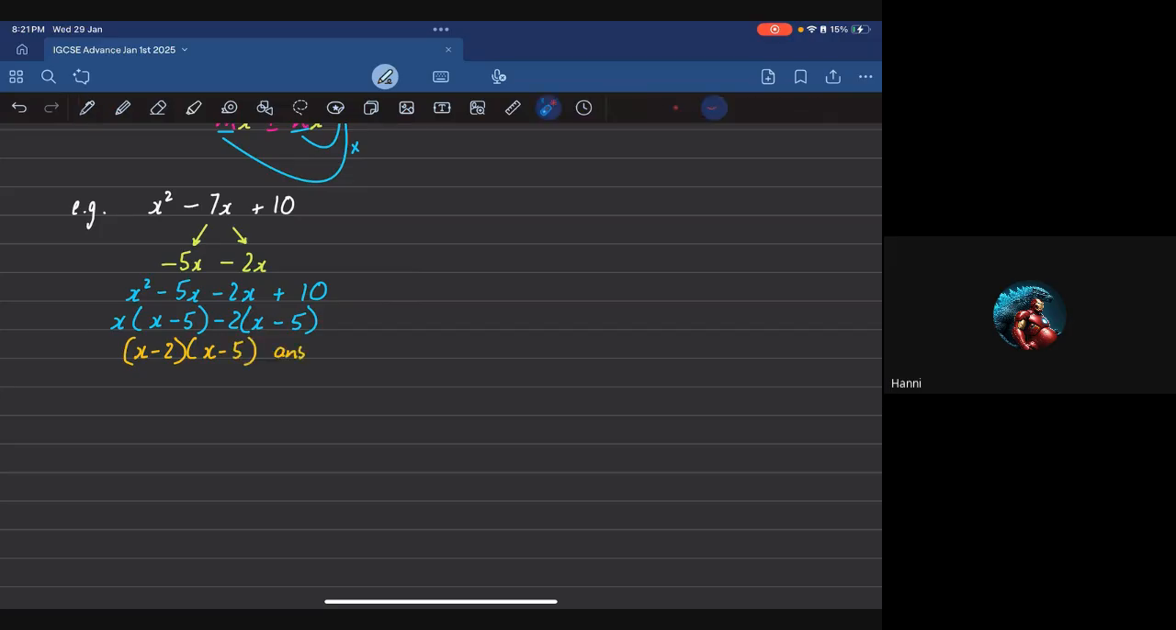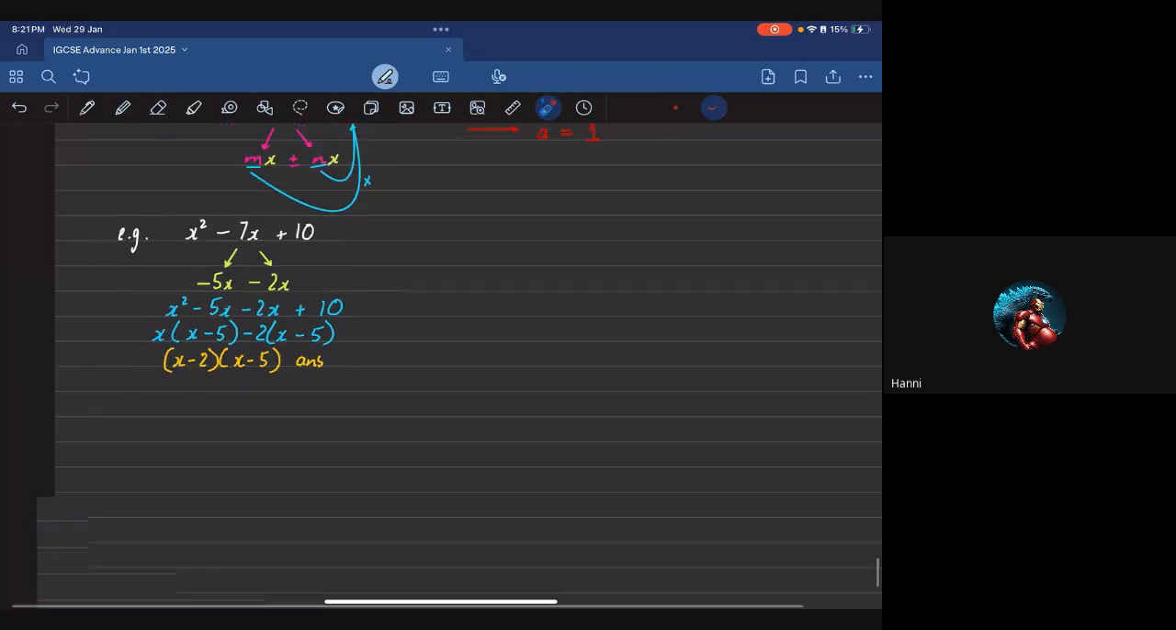You've simplified a quadratic expression into something much more similar using middle term breaking and your brackets. Hopefully, this is clear.